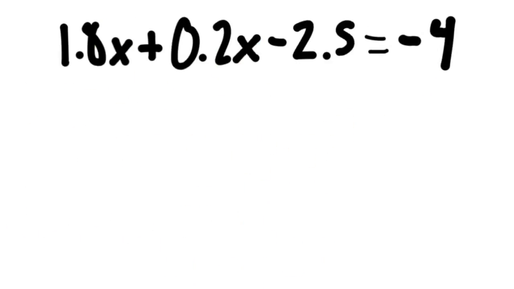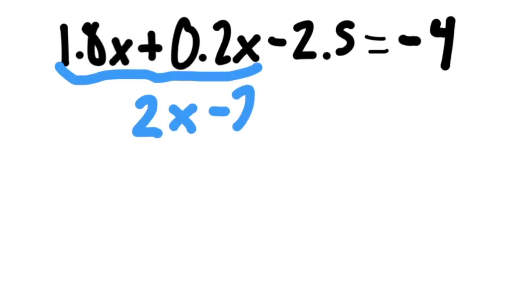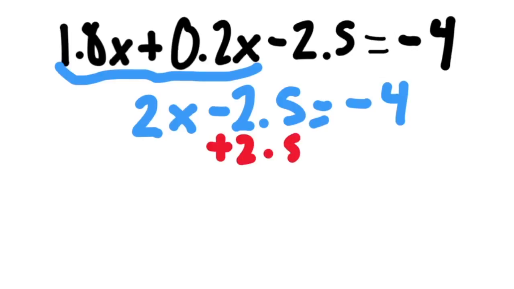Here we have the equation 1 8/10 x plus 2/10 x minus 2.5 equals negative 4. Now before we start doing the opposite, let's combine like terms to make this a simpler problem. So those two like terms combine to 2x minus 2.5 equals negative 4. Now we're doing everything opposite, meaning adding and subtracting are taken care of first. So we do the opposite of negative 2.5, which is to add 2.5 to both sides.